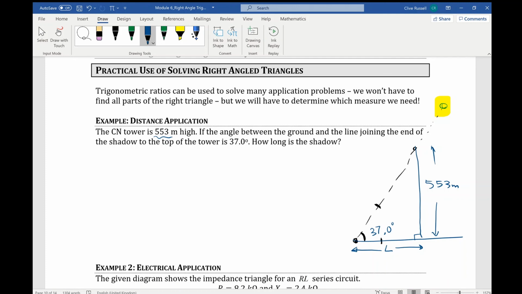So again, let's label our opposite, adjacent, hypotenuse. Our reference angle is 37. So the 553 is our opposite, and we want to find L, which is our adjacent, right? So let's do this again.